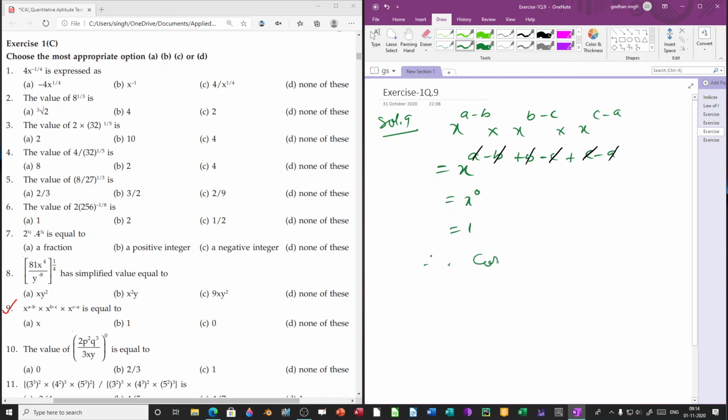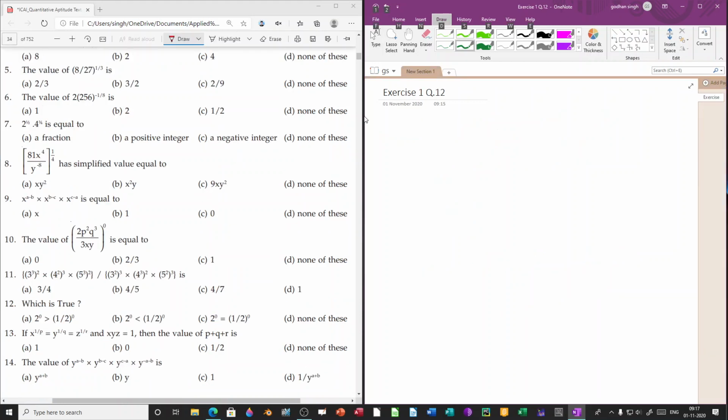Therefore the correct option is B. So this is the answer of question number 9. Now let us do question number 12. Which of the following is true? So now we'll be solving question number 12, solution 12. We'll see option by option which one of them is correct.